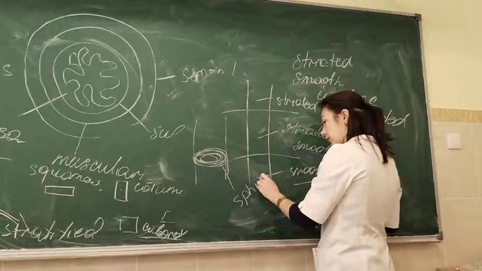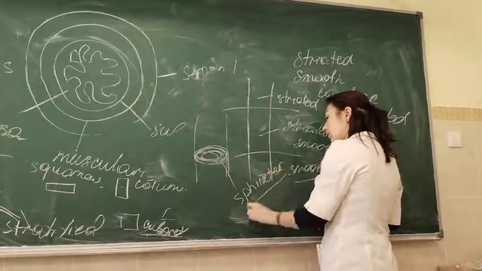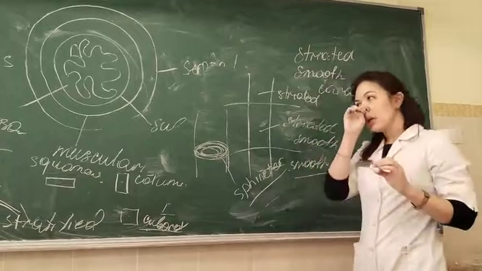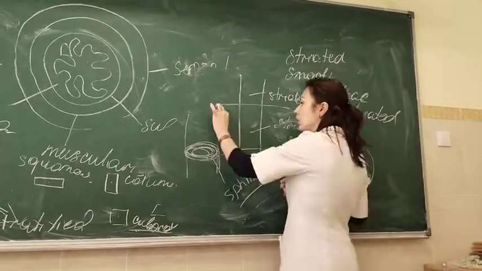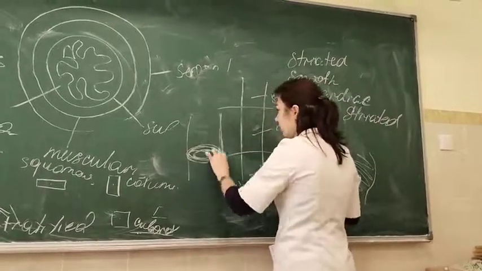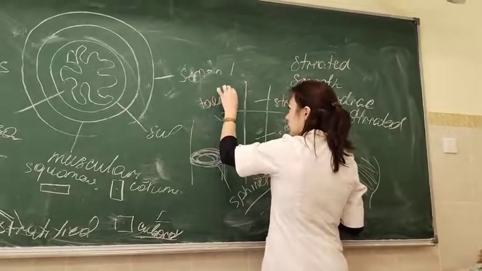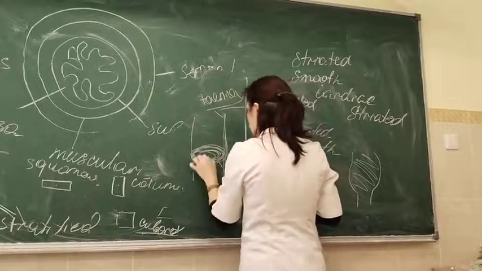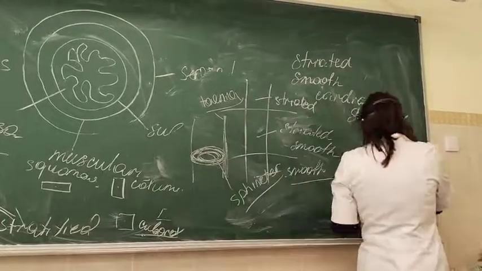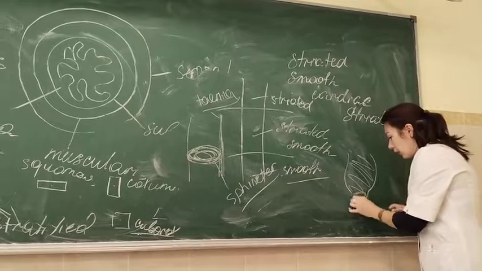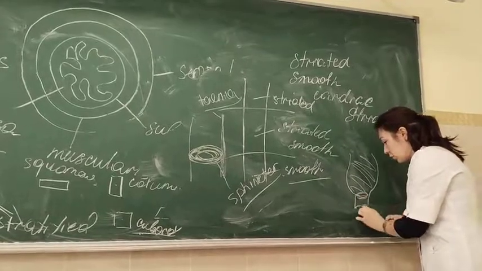The longitudinal layer also forms a thickening, mainly in the large intestine. The thickening of the longitudinal layer of muscle is named taenia. We'll study it when we reach the large intestine. Now we are interested in sphincters. And here in the anal canal, there are 2 sphincters: the internal anal sphincter and the external anal sphincter.